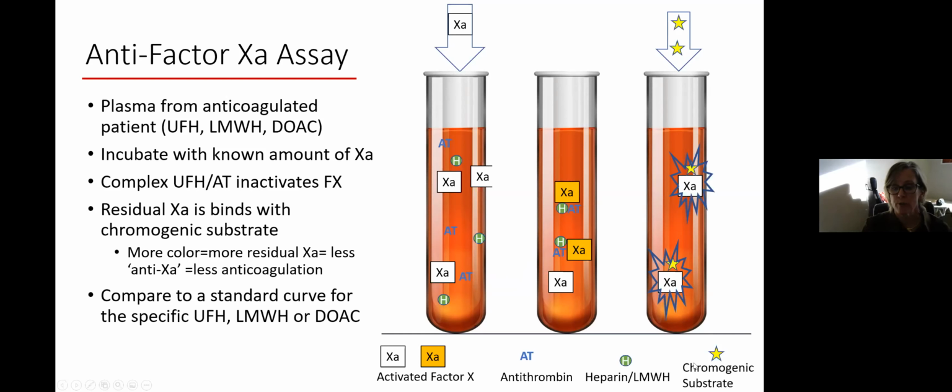Then a chromogenic substrate is added, which is illustrated by these little stars. The uninhibited 10A has the ability to cleave off a chromophore, and when it does that, it produces some yellow color. The amount of yellow color reflects the amount of residual or uninhibited 10A. And then that amount of color is measured by a spectrophotometer, and using calibration curves, the amount of residual 10A is measured. So the more color, the more residual 10A, the less inhibited 10A, the less anticoagulation. And then that gets reported back as a level, an anti-10A level or a level of inhibition. But it's really measuring the residual 10A and then kind of working backwards.